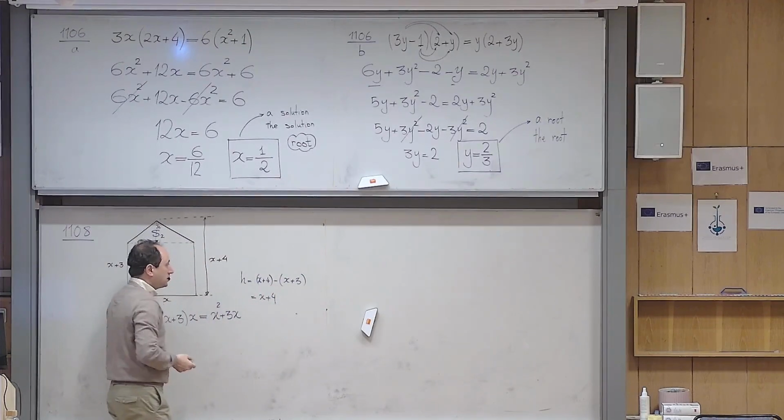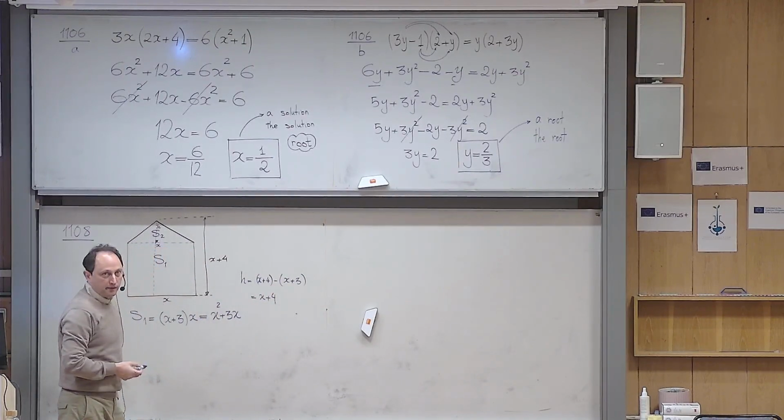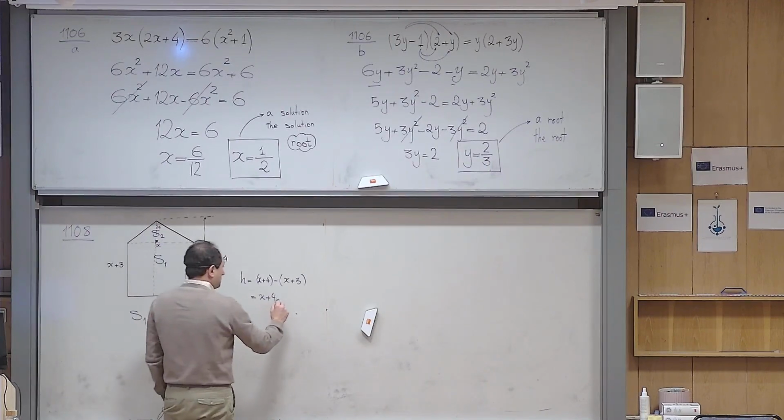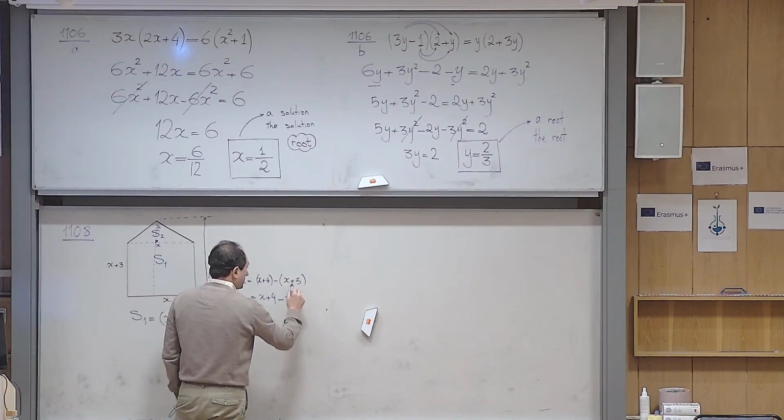But how should I write the second one? Minus x and minus 3. Minus x, minus 3. Some people still write minus x. They forget to write minus 3. They just write plus 3. No. This minus goes for here and there.